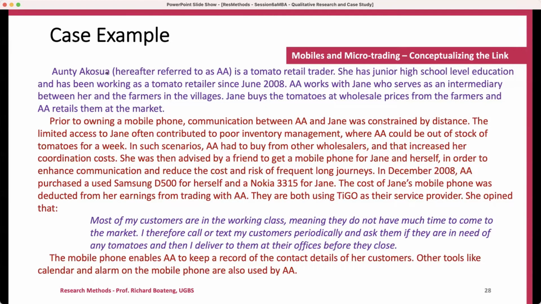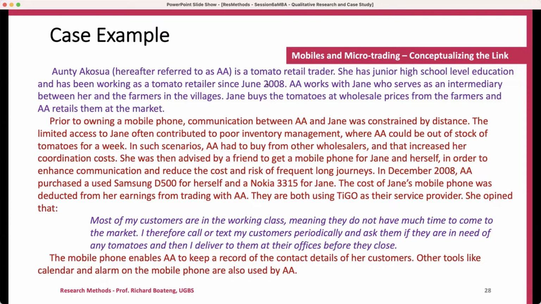For example, Auntie Akosia is a tomato retail trader. She has junior high school level education and she has been working as a tomato retailer since June 2008. So it tells you her educational level, the business she's in, and how many years she has been in it. So you can talk about the fact that she has got some experience in the area. That is established in the first two paragraphs.